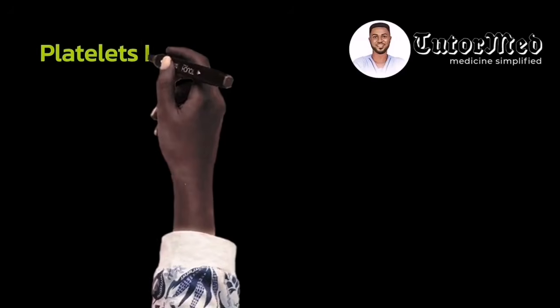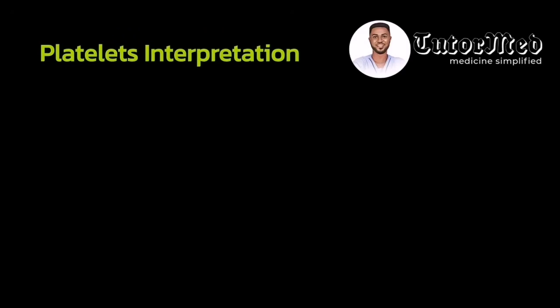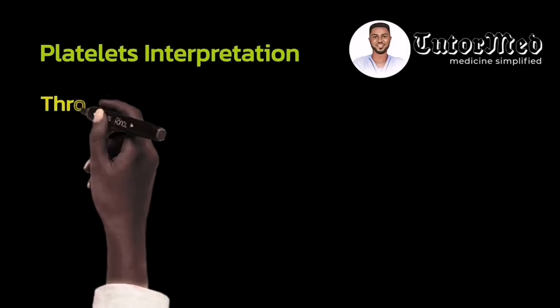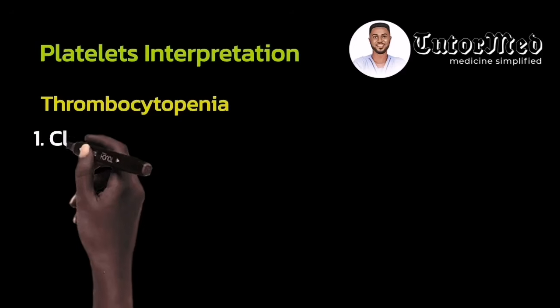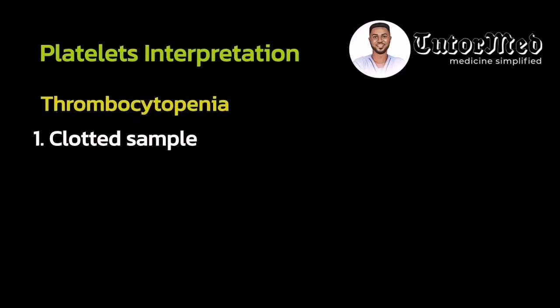Now let's look at platelet interpretation. When platelet count is less than the lower limit of the range, then we have thrombocytopenia. Some common causes include, one, clotted sample. When the sample collected is not mixed properly with the EDTA in the tube, the blood clots and gives a falsely low platelet count. But generally, thrombocytopenia can be grouped into two broad causes: decreased production by the bone marrow or increased destruction or use.